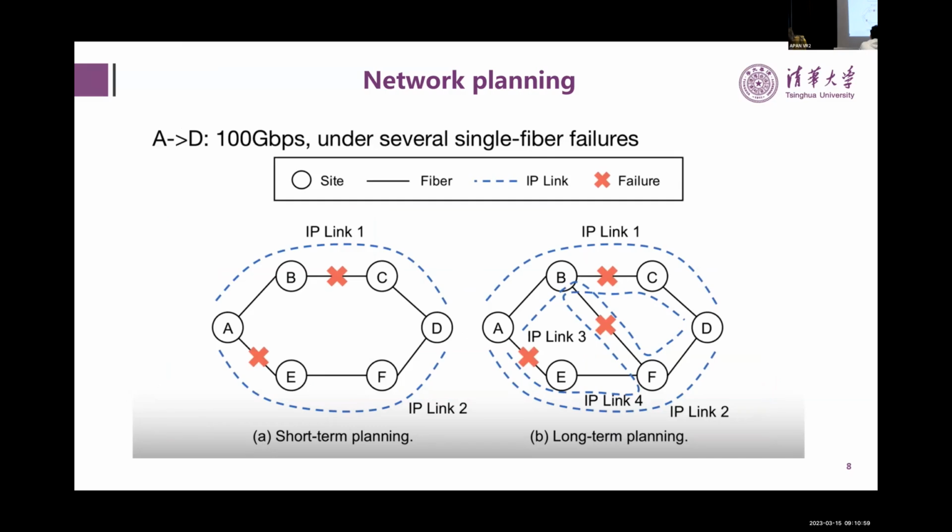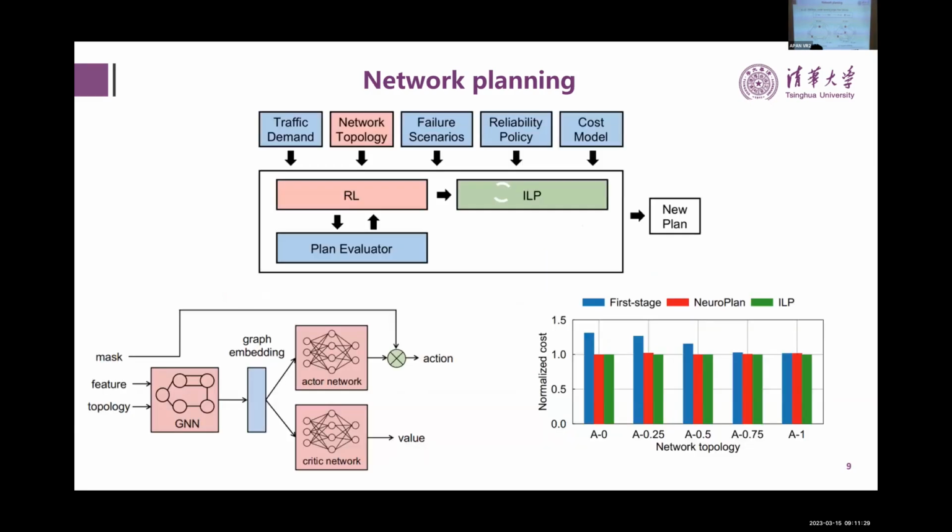under several single fiber failures. We have 2 planning options. The first is short-term planning, and the second is long-term planning. If we choose the short-term planning, we only need to add 2 IP links to satisfy the 100 Gbps. For the long-term planning, we should consider more failure conditions, so we should add a fiber to satisfy the long-term planning.